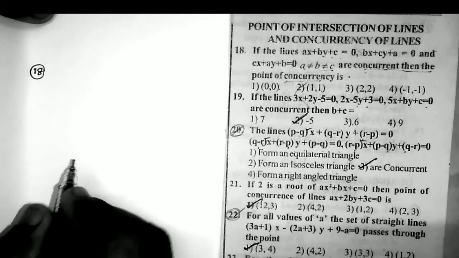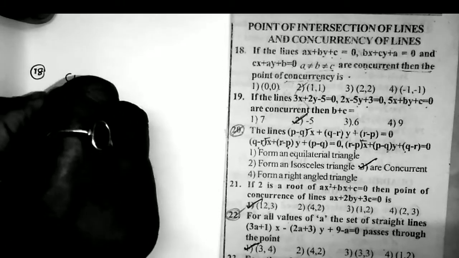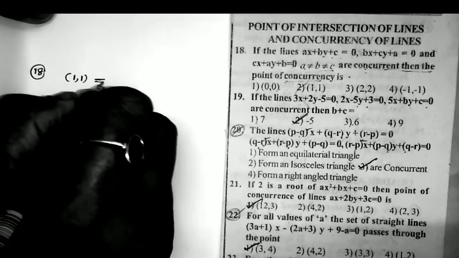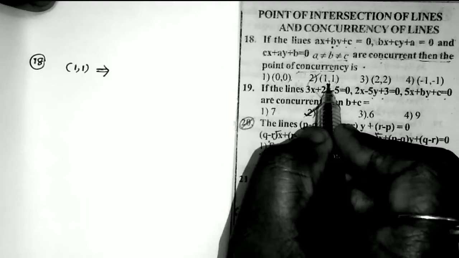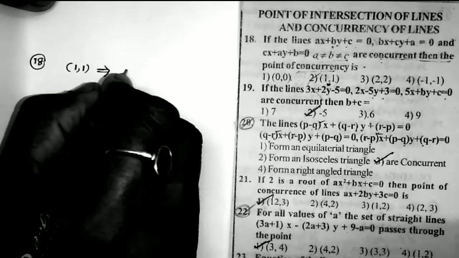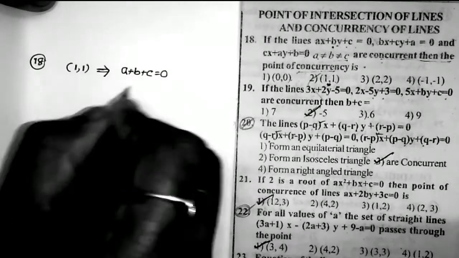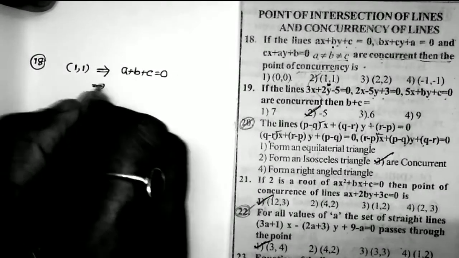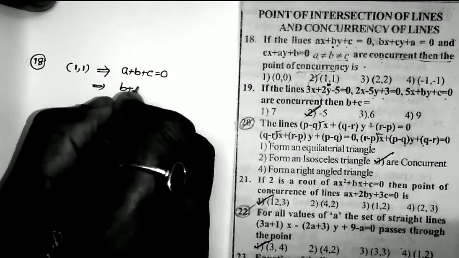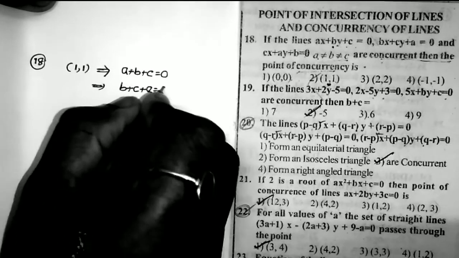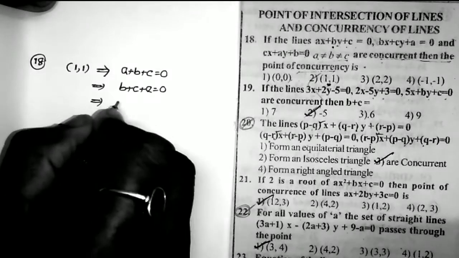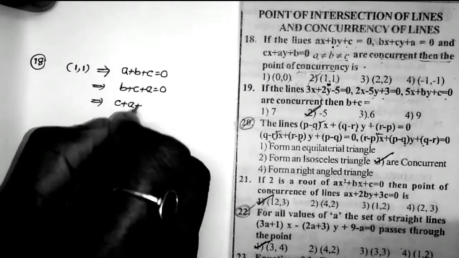Just I do the verification. See here, first I take the option 1 comma 1 and I substitute this option in the lines one by one. Replacing this point in the first equation, we get a plus b plus c is equal to 0. Replacing the point in the second equation, we get b plus c plus a is equal to 0. And replacing the point in the third equation, we get c plus a plus b is equal to 0.